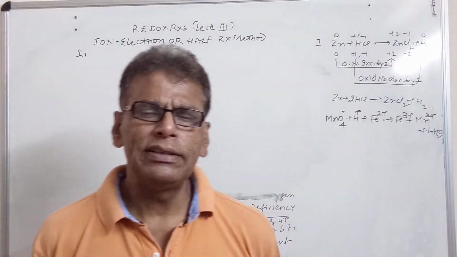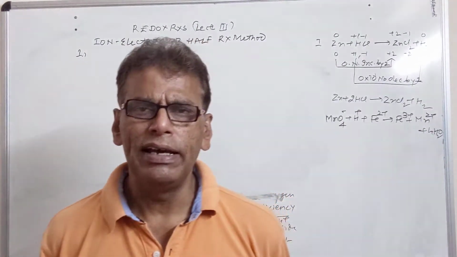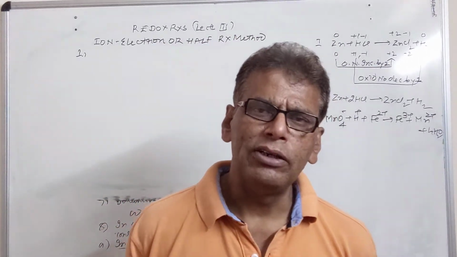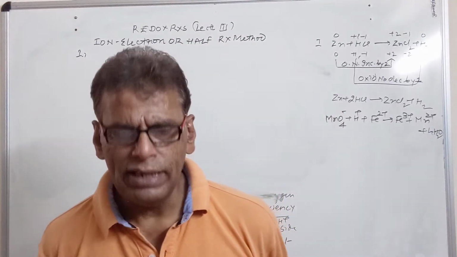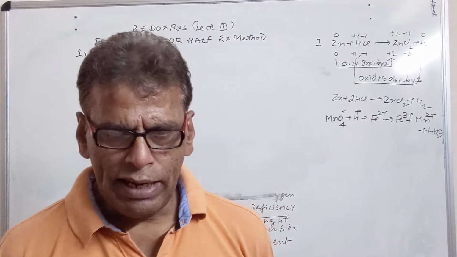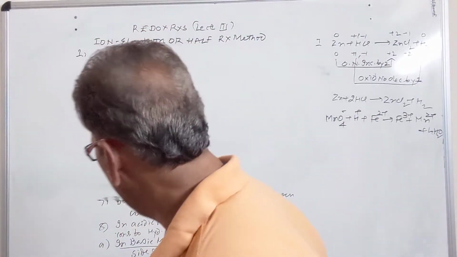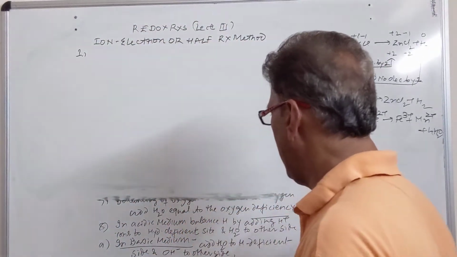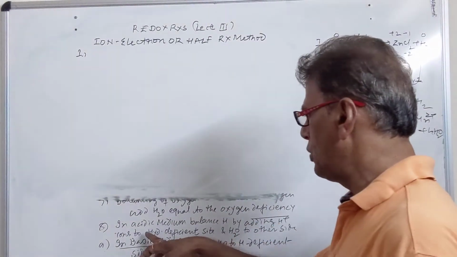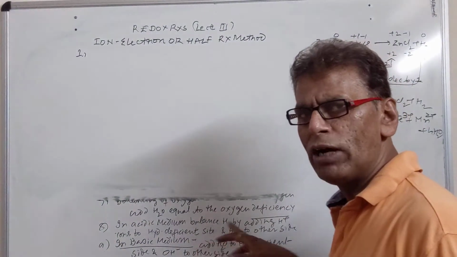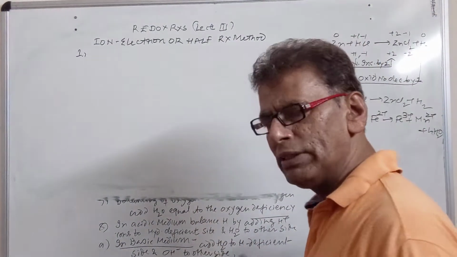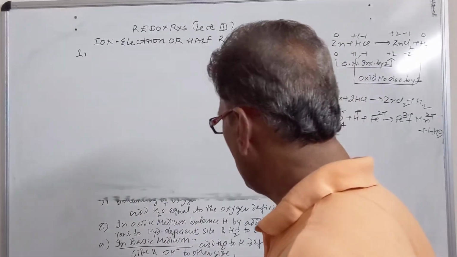Then the two reactions are split separately and balanced separately, and then added together to get the balanced redox reaction. Balancing of hydrogen and balancing of oxygen is the same as we did in the previous case. In the acidic medium, balance hydrogen by adding H positive ion to the hydrogen deficient side and water to the other side. But in basic medium, add water to the hydrogen deficient side and OH ion to the other side.